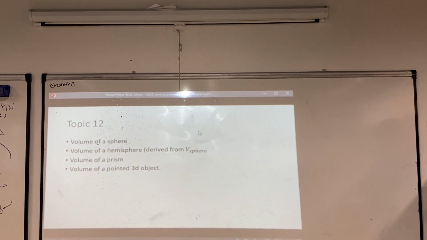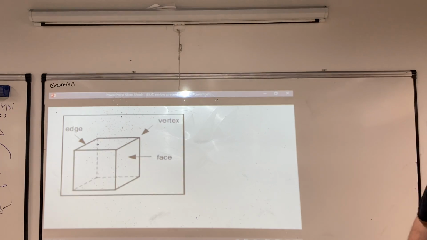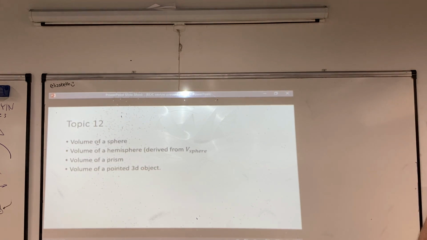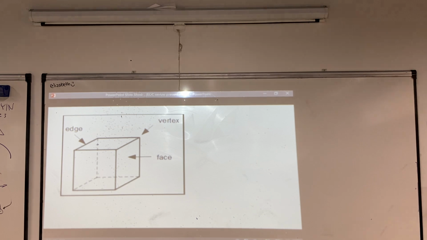Yeah, that's true. Alright, in this topic, we're going to cover volumes of a sphere, hemisphere, prism, and 3D objects that come to a point. That's pyramids and cones. But before we can do that, we need to talk about what the parts of a 3D shape are.